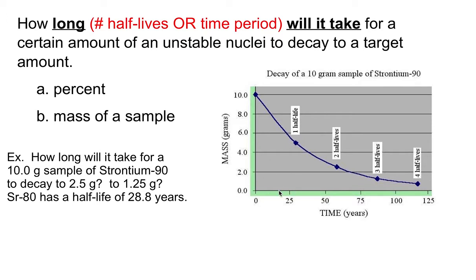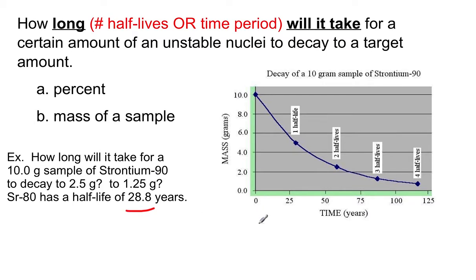Let's look at a graph here first so you kind of understand it, and then we'll actually work out the problem. But if you think about this, it's saying, how long will it take for a 10-gram sample of strontium-90 to decay to 2.5 grams? We'll worry about this part in a minute. Now, strontium-90 has a half-life of 28.8 years. So this is the half-life. This is how long it takes for half of the sample to be converted.